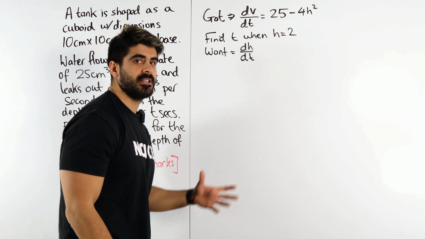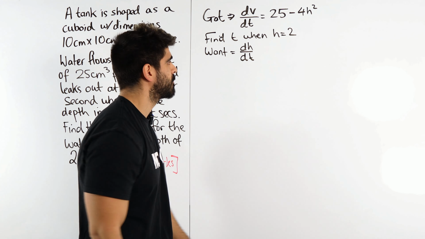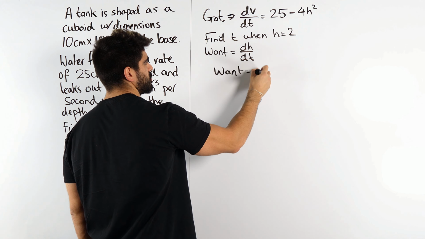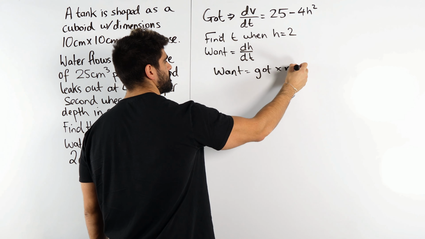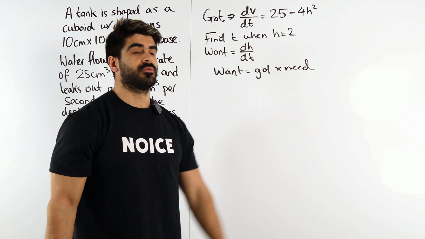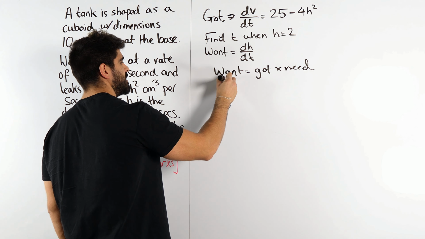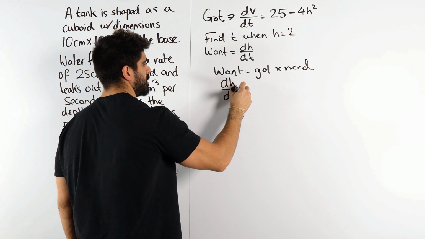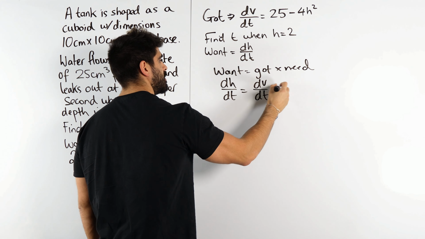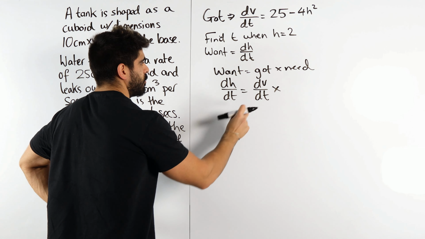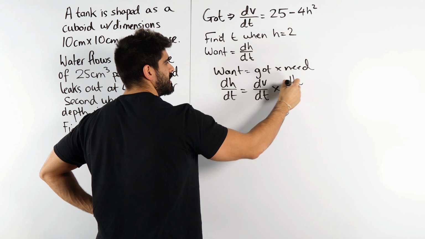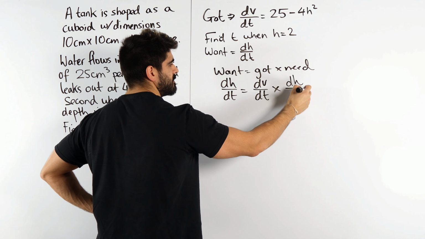So this leads on to my formula. What is my formula? What you want is equal to what you've got times what you need. So basically chain rule. So what do we want? We want dH by dt. What have we got? We've got dV by dt. What are we going to have to multiply this by? Well, we need a dH on top, and we somehow need to cancel out the dV.